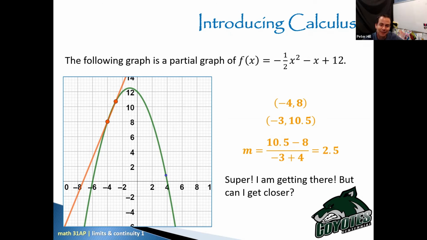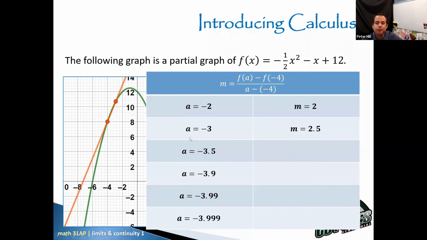I just get closer to -4. So how about we try -3.9, or -3.999, or -3.9999? We're going to play around with this table, and you're obviously going to want to pause me and try to fill this table in yourself. What we've figured out so far is that when a equals -2, my slope was 2. When a is -3, my slope was 2.5. I want you to plug in -3.5, -3.9, -3.99, and -3.999. I'm obviously not going to give you time to do that on a video. You're going to pause me and do it yourself.